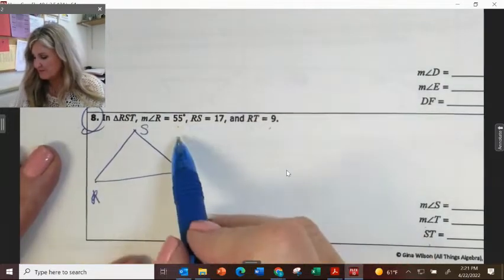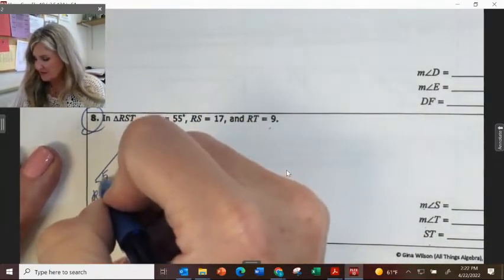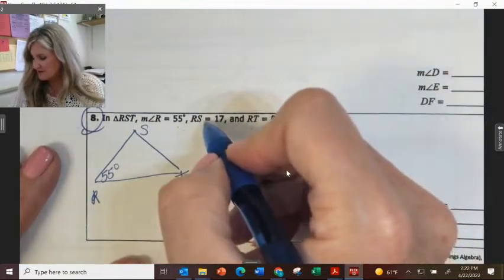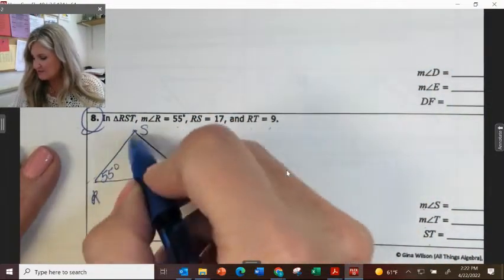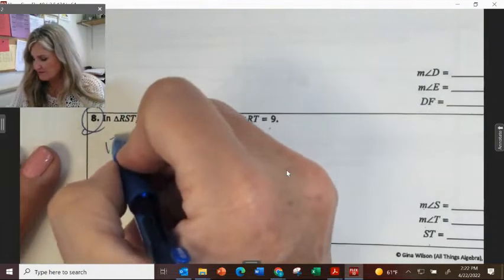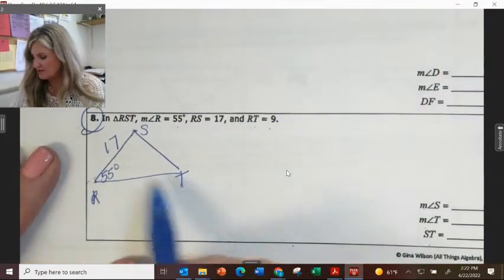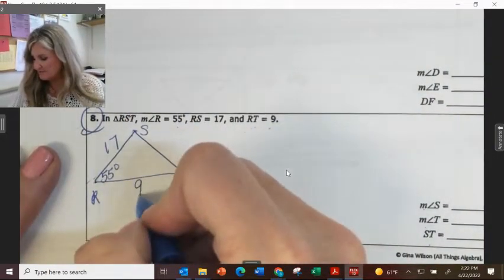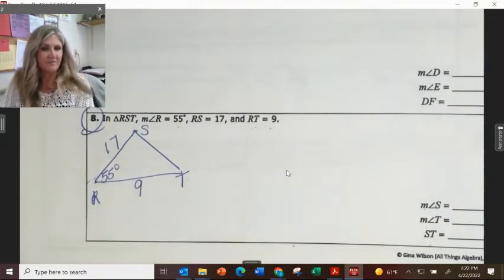We're going to fill it in. Angle R is 55 degrees. Side RS is 17. And side RT is 9. So I want to decide what law I'm going to have to use and what I can find, first of all.